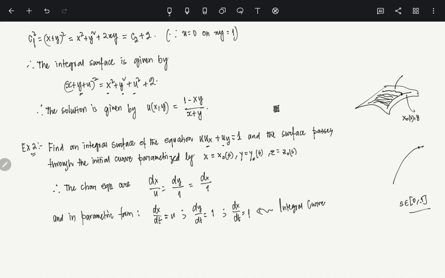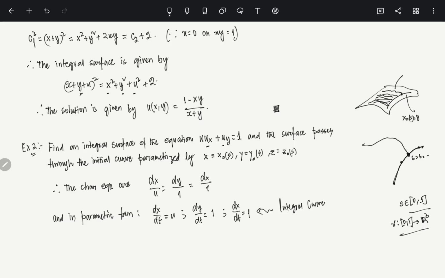So this is s, right? As s moves, this curve moves. You can think of this curve as some gamma from [0,1] to R3. Clear? That's your initial curve, which is given by x naught of s, y naught of s, and z naught of s. Now if you fix an s, let's say s equals s naught, corresponding to that you start at this initial point, and after that you look at the integral curve which starts here. The integral curve starts here, and it moves along in the integral surface.